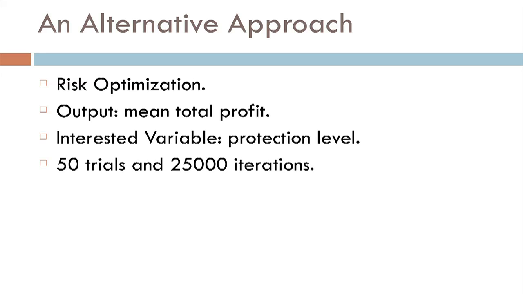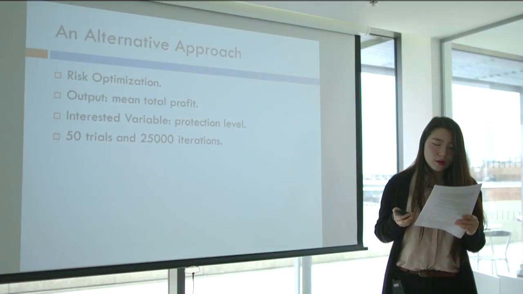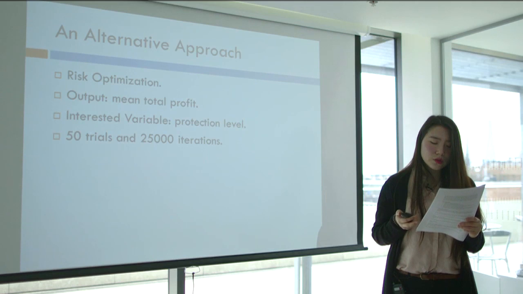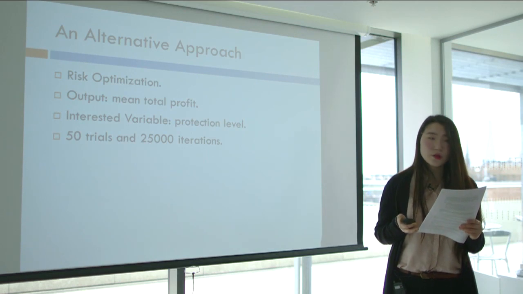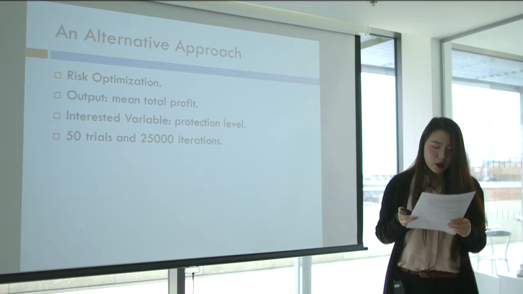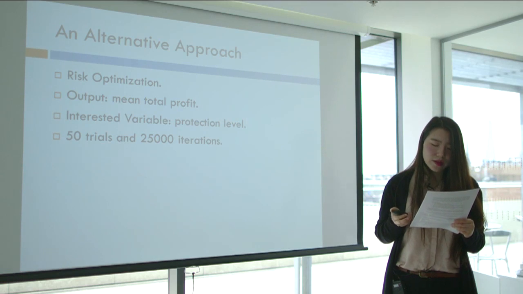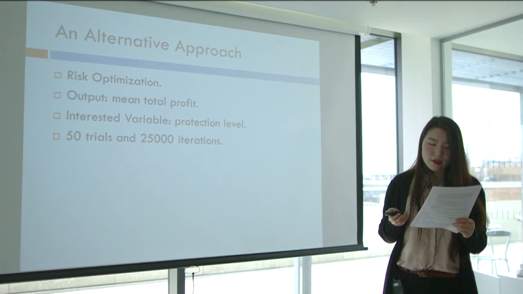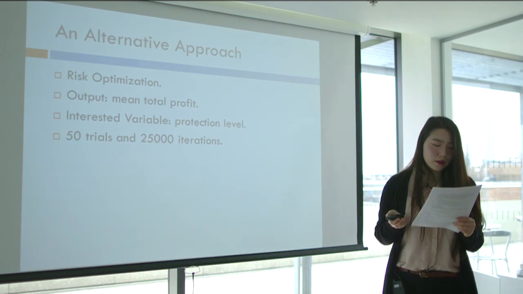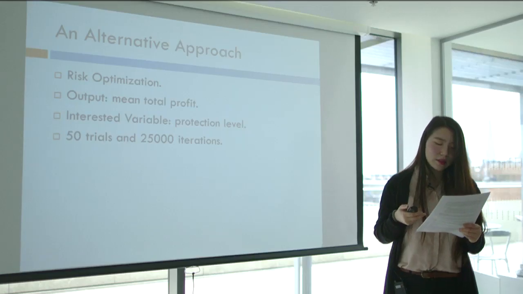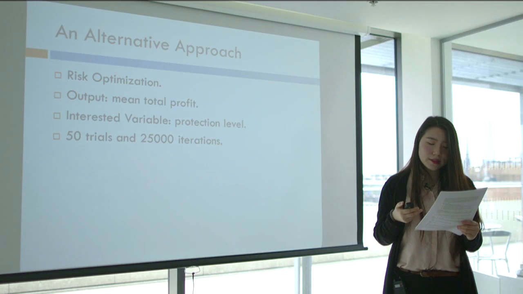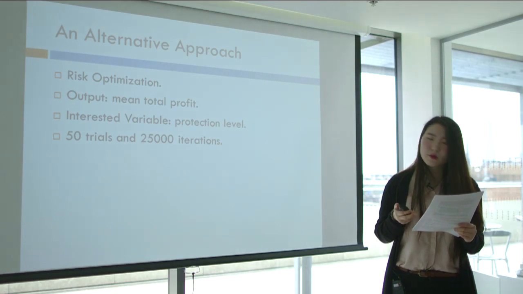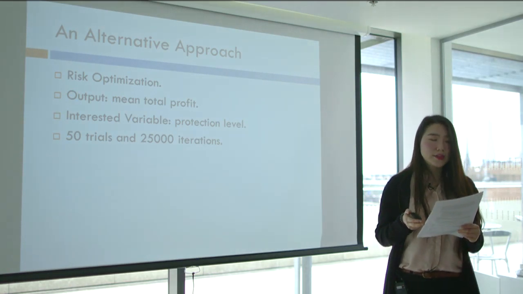The total number of seats booked was set to be less than or equal to 100 as a constraint. And the optimization procedure was based on 50 trials and 25,000 iterations. This is equivalent to running 1.25 million simulations. The optimization procedure lasted for 16 minutes. The more iterations run, the longer the system will take.